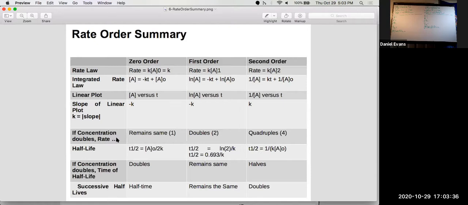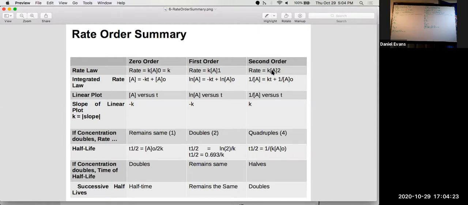If we double our concentration, our rate is going to double. So if we look in this rate law, if we double here, 2 to the first power is still a double. So we double our rate. The half-life for a first order reaction is a constant. It's the natural log of 2, which is 0.693, divided by the rate constant. So the half-life always remains the same amount of time for a first order reaction. So if we double the concentration, the half-life remains the same. And the successive half-lives remain the same.